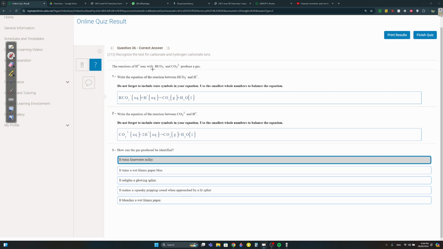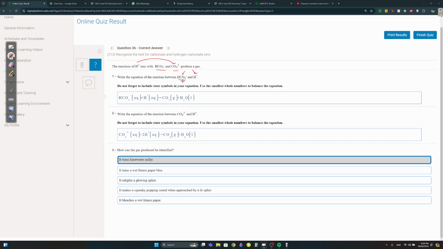36. H plus with HCO3 minus and CO3 2 minus produces a gas. So you're basically adding an acid. When you say H plus, you're adding an acid. Write the equation of the reaction between HCO3 minus and H plus.